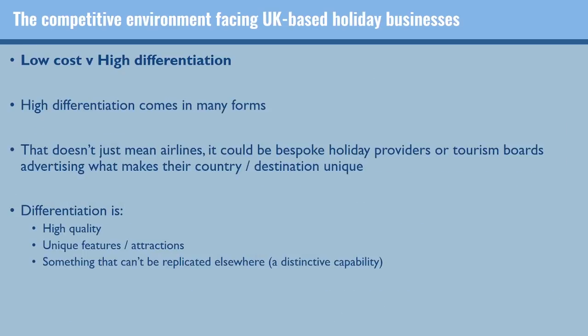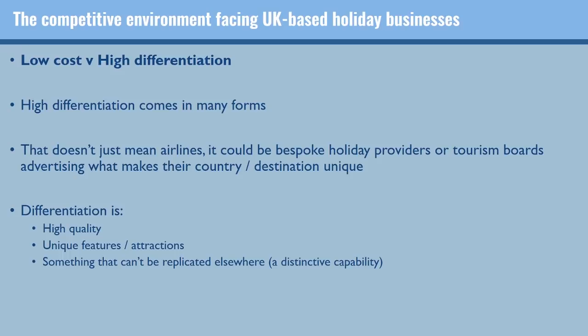Now, high differentiation comes in many forms. It doesn't just mean airlines. Obviously, I've talked a lot about airlines because it's the one that's the most easy to research, because it's obvious who the big brands are, whereas holiday providers can be very niche. And tourism boards, there's tons. There's ones for every different area, destination, different country. So differentiation comes in a number of different forms.